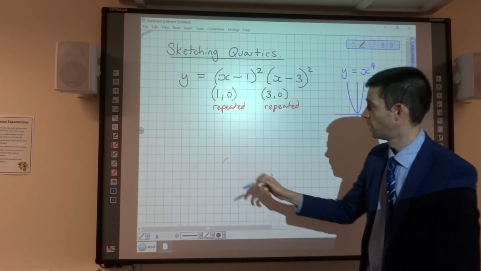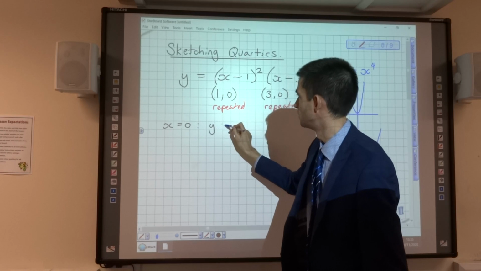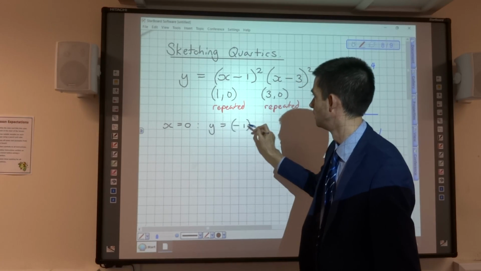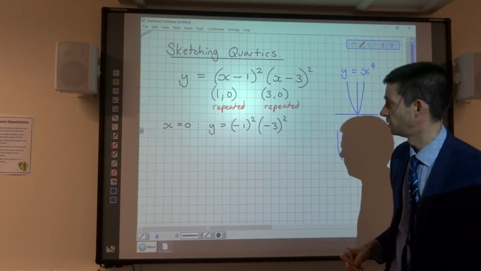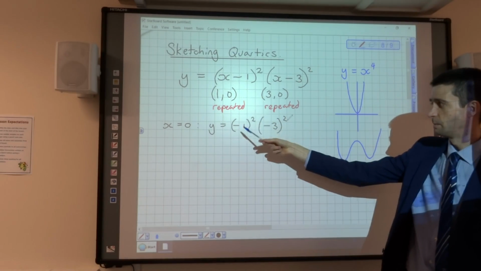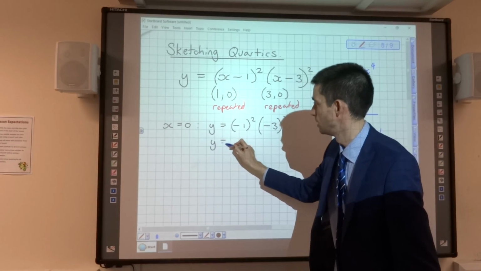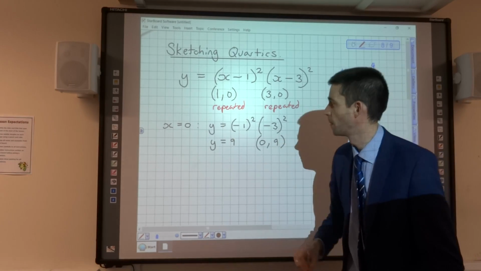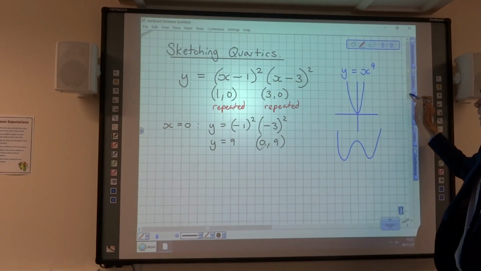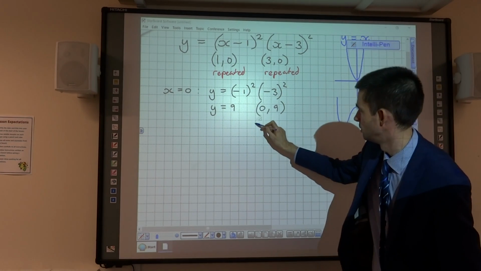As always with all graphs, if you make x equals 0 to find the y-intercept, from the first bracket you would have negative 1 all squared, and from the second bracket you would have negative 3 all squared. So it's going to be positive 1 multiplied by positive 9, so it's going to give me a y-coordinate of 9, and (0, 9) as my intercept. So let's draw out a set of axes and just think about how this function is going to behave.